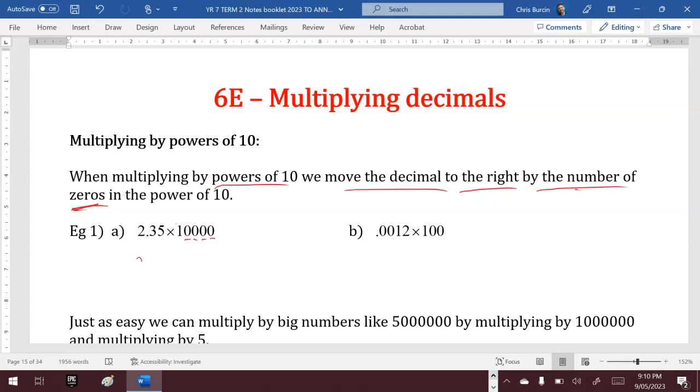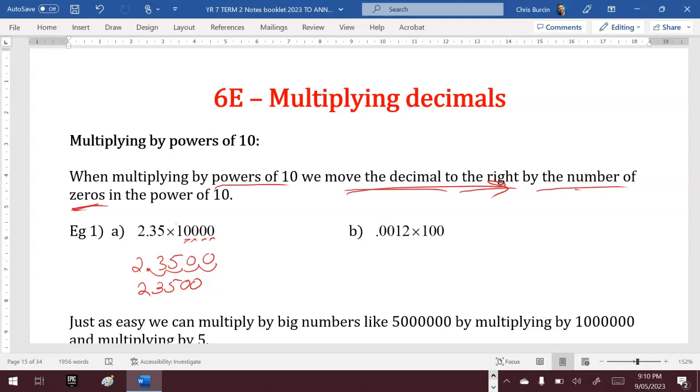So if we take a number like 2.35, here's our decimal point, and we're going to move that decimal point to the right by the number of zeros. 1, 2, 3, 4. So 1, 2, oh no, what do I do? 3, 4. I'm going to add zeros on there. So 2.35 times 10,000 is 23,500. So that is the answer.